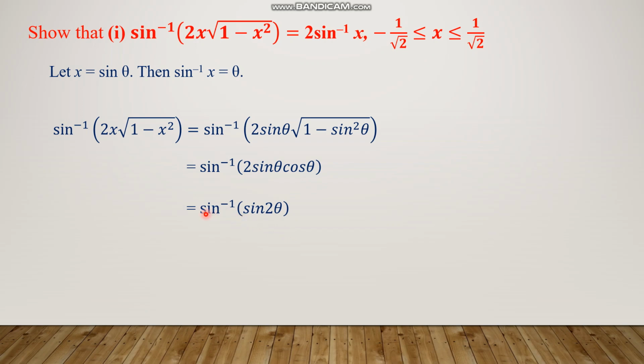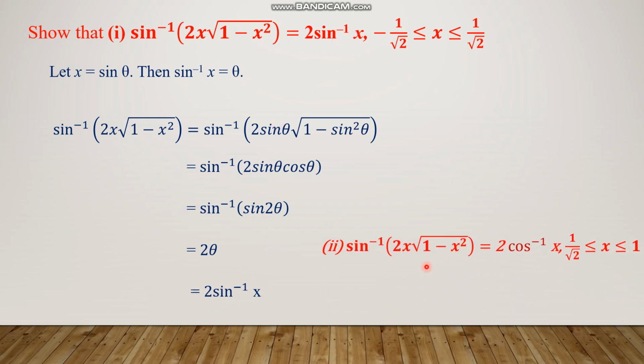And we also know that sine inverse of sine 2 theta is 2 theta, because sine inverse of sine x is equal to x. Therefore, this is 2 theta. But theta is nothing but sine inverse x. Therefore, the answer will be 2 sine inverse x, which is the required result.